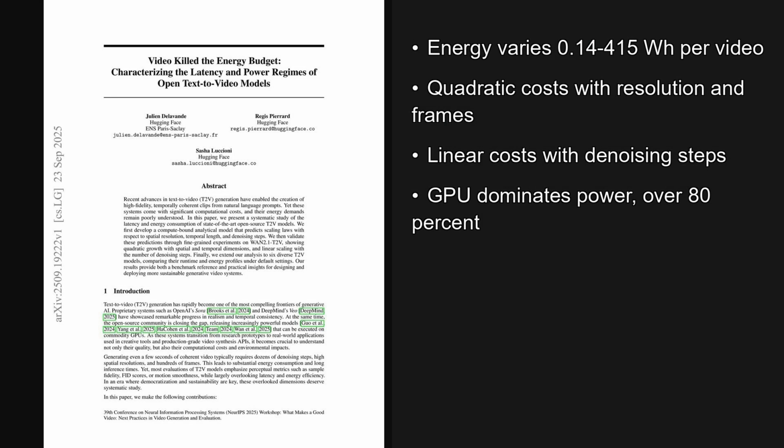Alright, two takeaways stand out. Costs grow quadratically with resolution and frames, and linearly with denoising steps, which makes transformer compute and GPU energy dominate. The broader implication is practical. Constrain output size and step count, and push optimizations like step pruning, diffusion caching, and quantization to cut energy and latency.